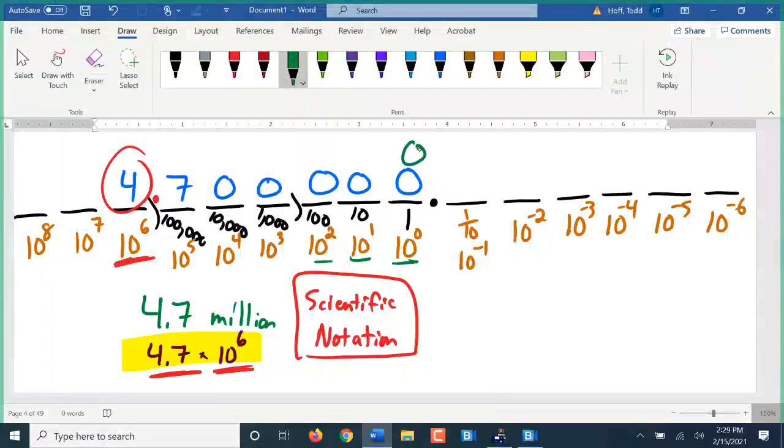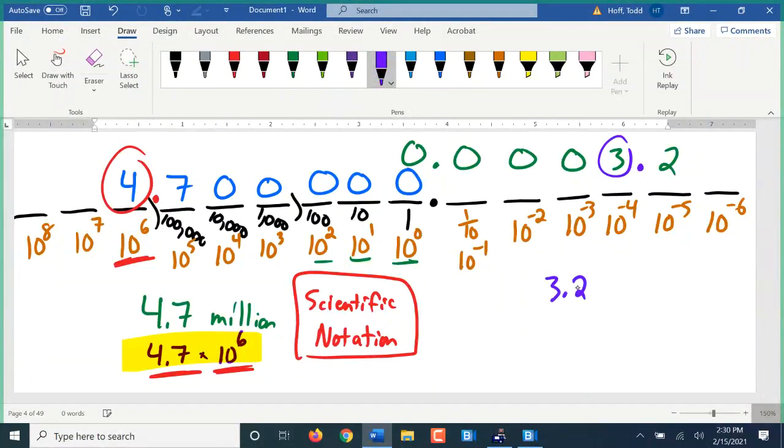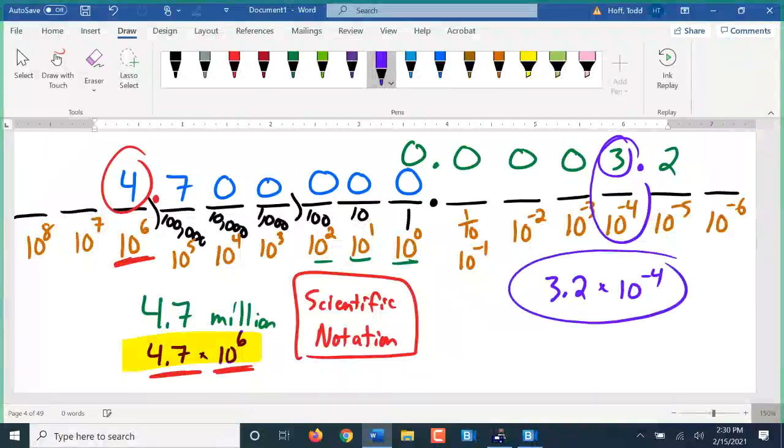Likewise, we might have 0.00032. Find our first non-zero digit, that would be the 3. So I'm going to move my decimal point to be after that, to be 3.2. Place value of that 3 is in the 10 to the fourth, or 10 to the negative fourth place. That's 3.2 times 10 to the negative fourth.